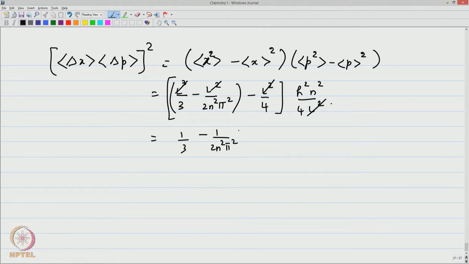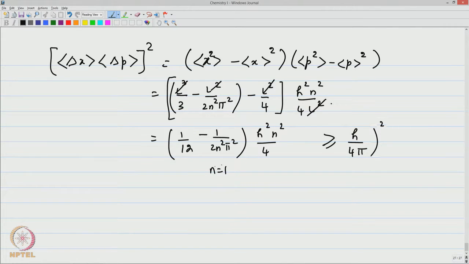Okay. It is minus 1 by 4, so it is 1 by 12. Okay. 1 by 12, and then you have h square n square by 4. Okay. Now, you can see that this is greater than or equal to h by 4 pi. Remember, the difference is the largest here when n is 1, the smallest state. For all other n's, this is greater than the n equal to 1 value.